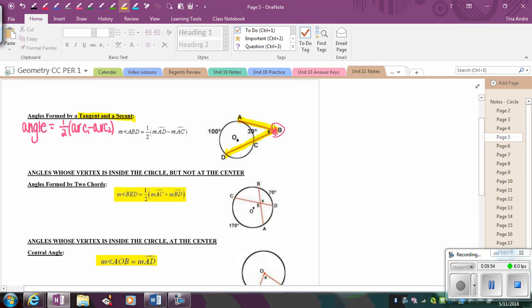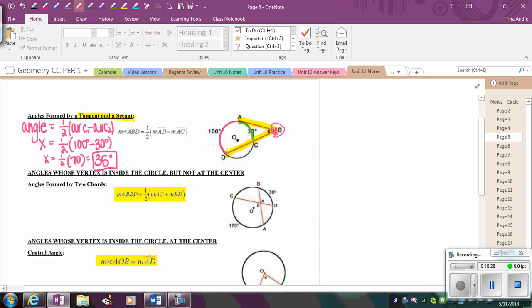Here's your tangent because it's intersecting in one spot. Secant intersecting in two places. Look at the arcs that it cuts into. It cuts into this 100-degree arc, and then it cuts into the 30-degree arc. So those are my two arcs that I'm going to be using. So x will be equal to 1/2 the major arc minus the minor arc. So x will be 1/2 of 70, which is 35. So that's how I'm getting that one.